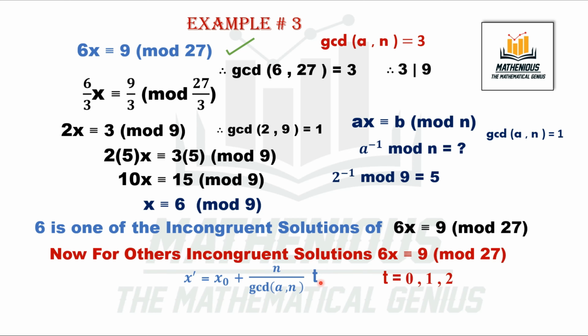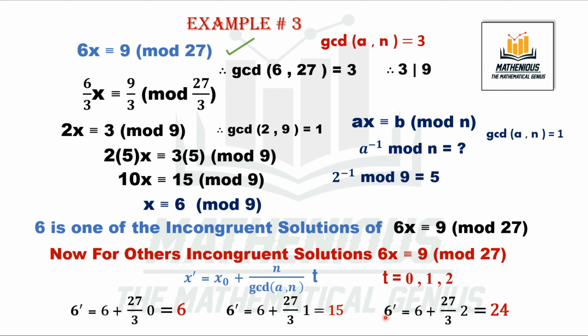Just simply vary t one by one. So simply put t equal to 0, and we have 6, which we already got from the inverse modulo method. Now simply put t equal to 1, and we will get 15. If we put t equal to 2 in this equation, we will get 24.